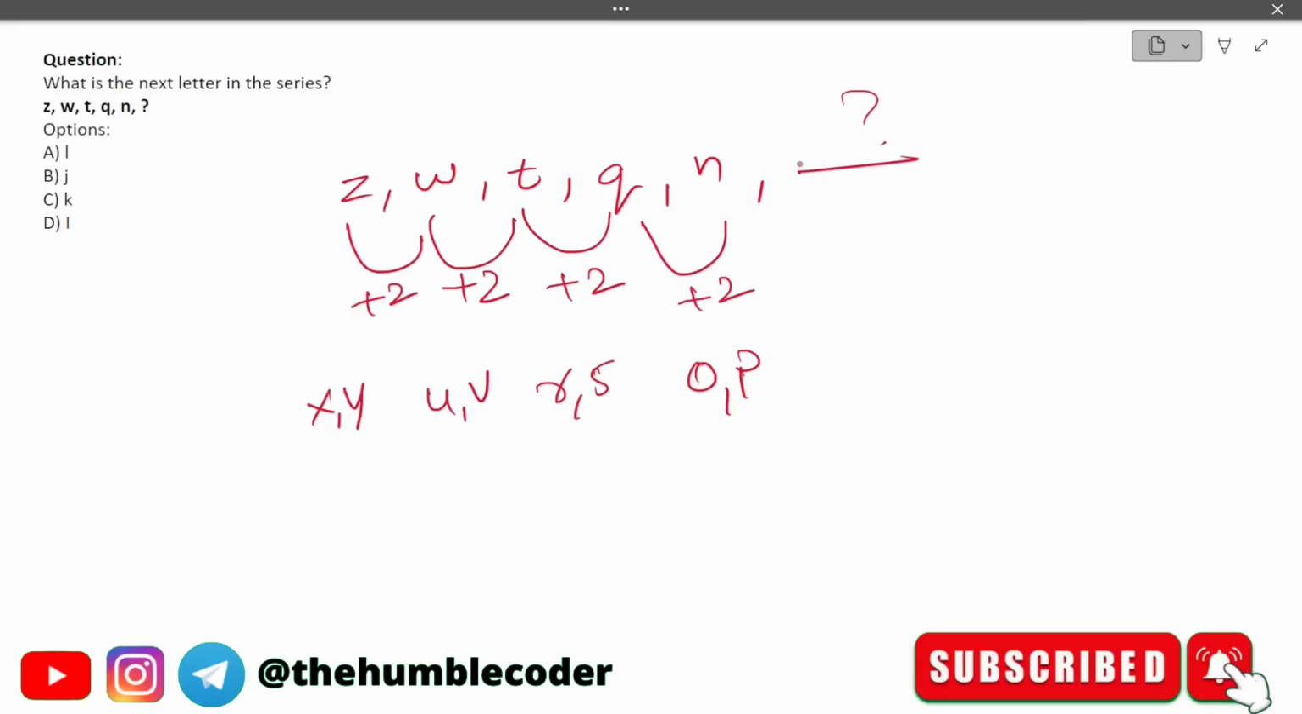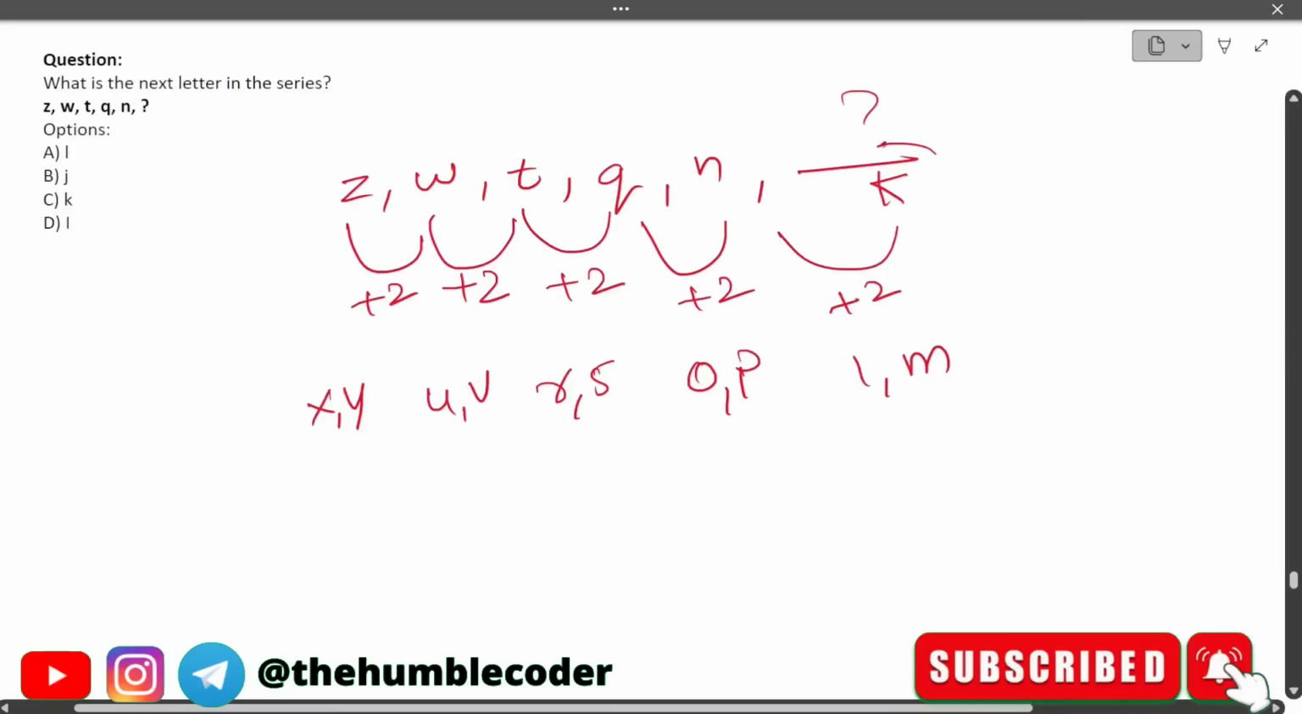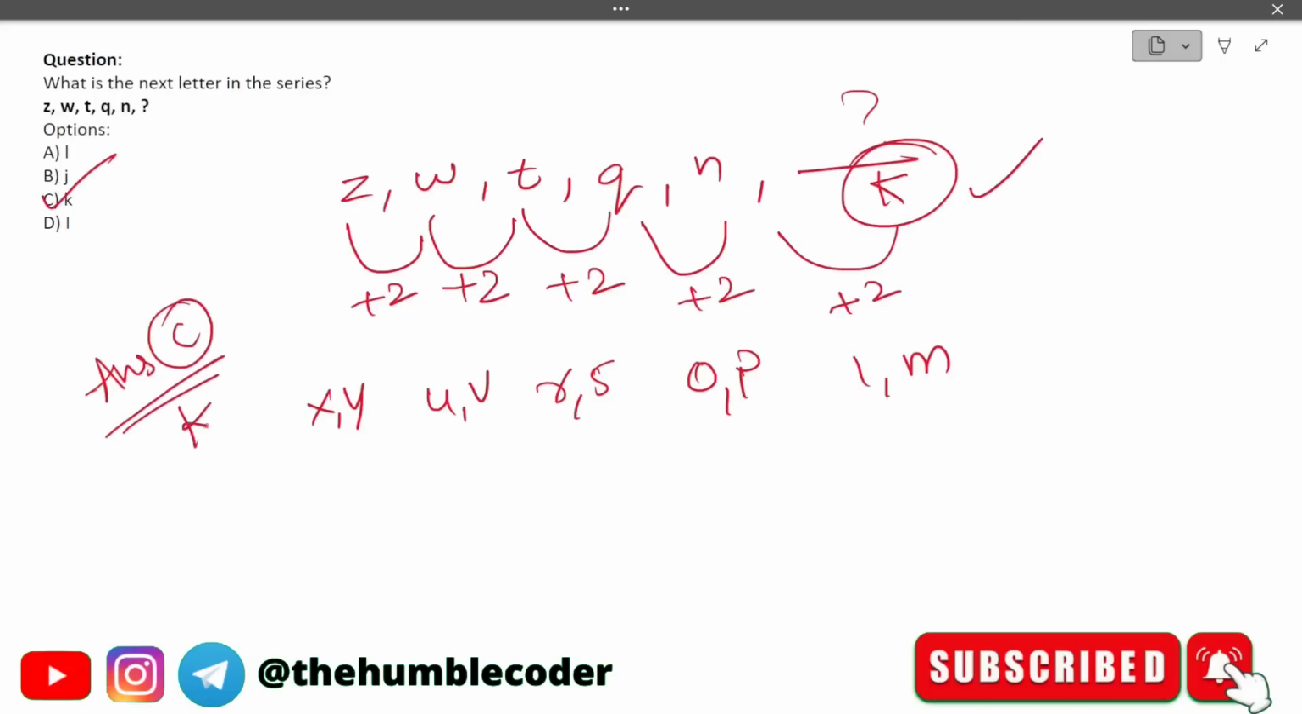So now what will come here? Before N, what comes? You have to understand: K and then plus 2, which is L, M, and then N will come. So the term which will come here will be K. Let's see if we have that option. Yes, we have K as the option. So the correct answer for this question is going to be option number C, which is K.